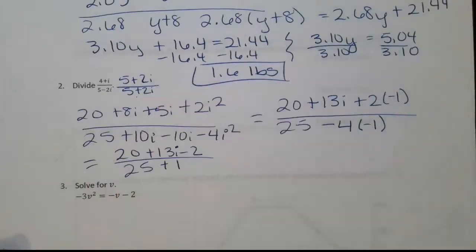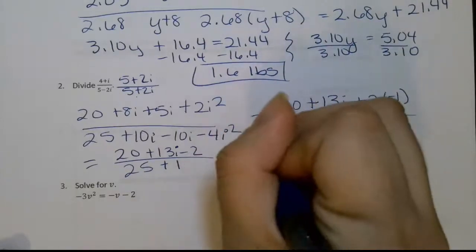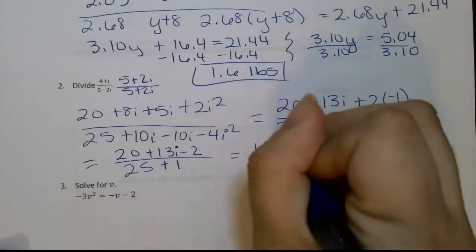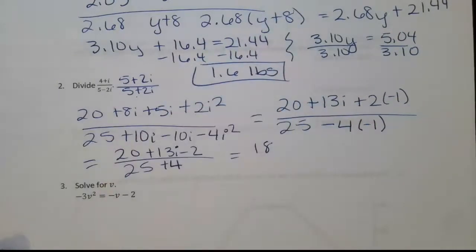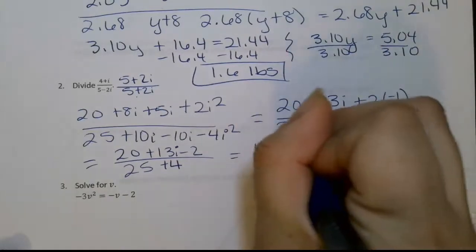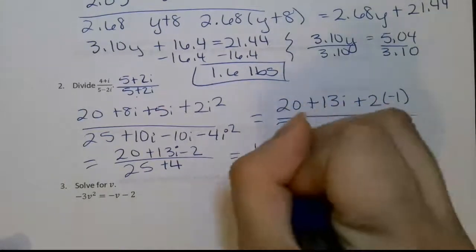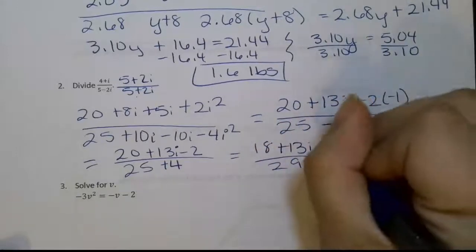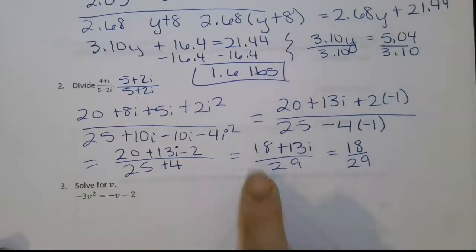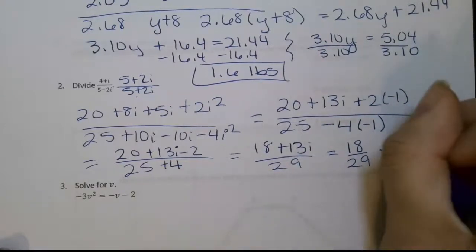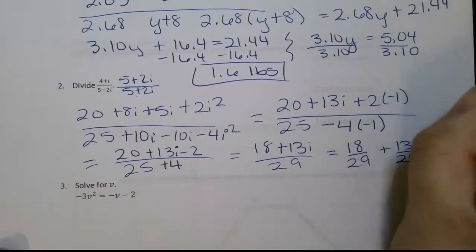Then I want to combine like terms and simplify. So I have 20 minus 2, which gives me 18. On the bottom, over here I had 4. I don't know why I keep making mistakes. On the next one, I have 18 plus 13i over 29. And then sometimes it has you split it up. You always have the real part first, which is the part without the i. And then I have 13 over 29i.